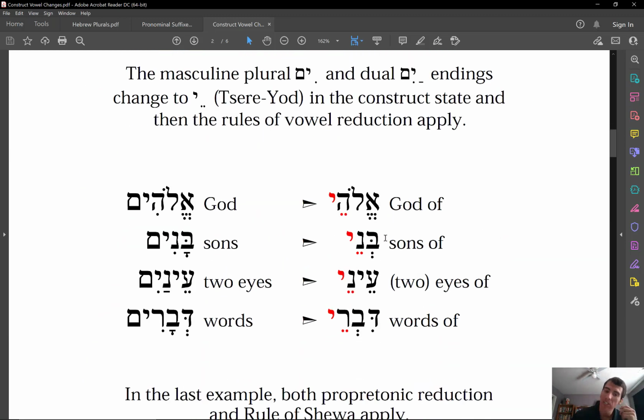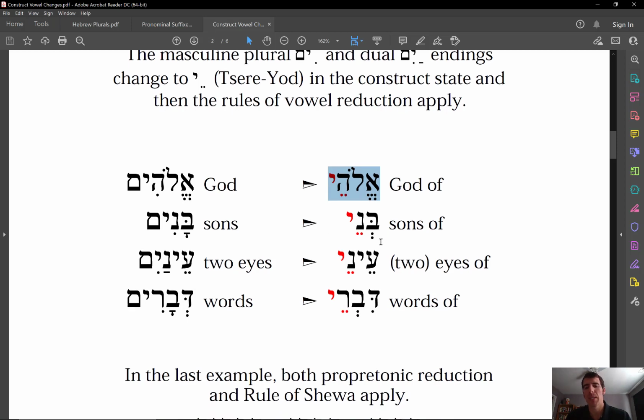Now, big takeaways on the construct: the plural masculine form, im, like Elohim, banim, enaim, devarim, all of those in the plural become a tsere yod at the end. So Elohim becomes Elohe. And now if you want to put a pronominal suffix on this, you use the construct form, remember. So that's why we have Eloheka, Elohaik, Elohai. Those pronominal suffixes are added onto the plural form.